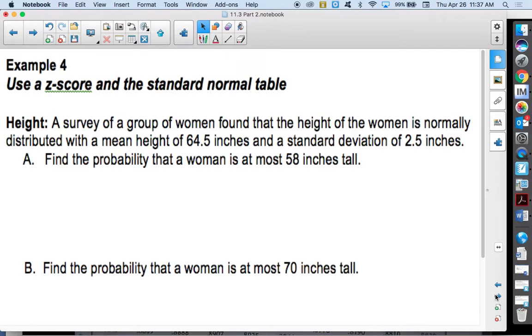So this group, their average height is 5 feet 4.5 inches, which makes me feel pretty good. I'm only a little shorter than average. That's not bad. Oh yeah.